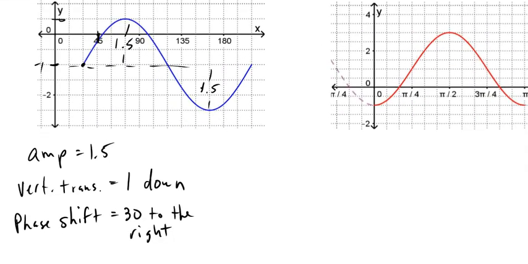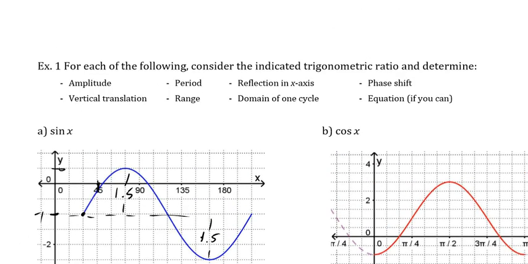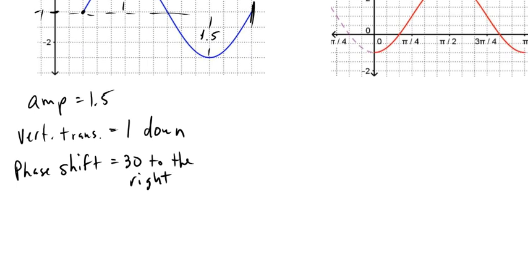What's left? The period. So the period starts. Oh, we're gonna stop. We already have the start. Where's the stop? 180 plus another 15 plus another 15, so plus 30. So that puts this at 210. So the period, the stop is 210. The start is 30. So if I subtract those, I get 180.